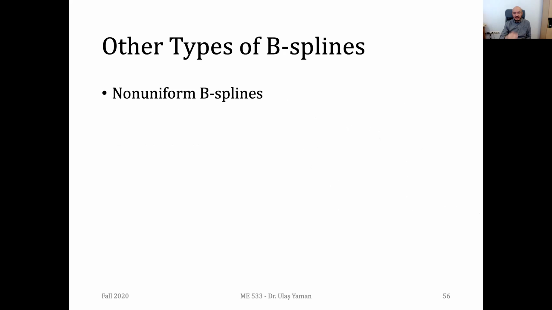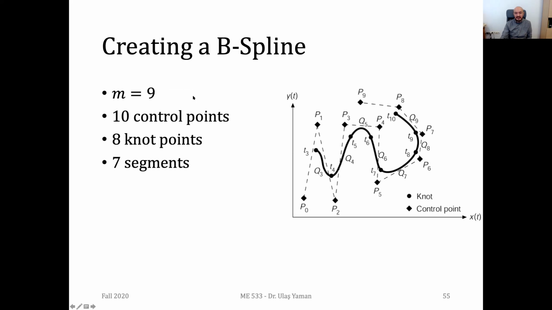Now we will focus on a bit different type of B-splines. This time they are non-uniform. In the previous one, they are evenly spaced. For the, let's say, cubic region, this part and the other part, we use the same basis functions. The basis functions of all these segments are the same. Just their control points are modified, but the rest is the same.